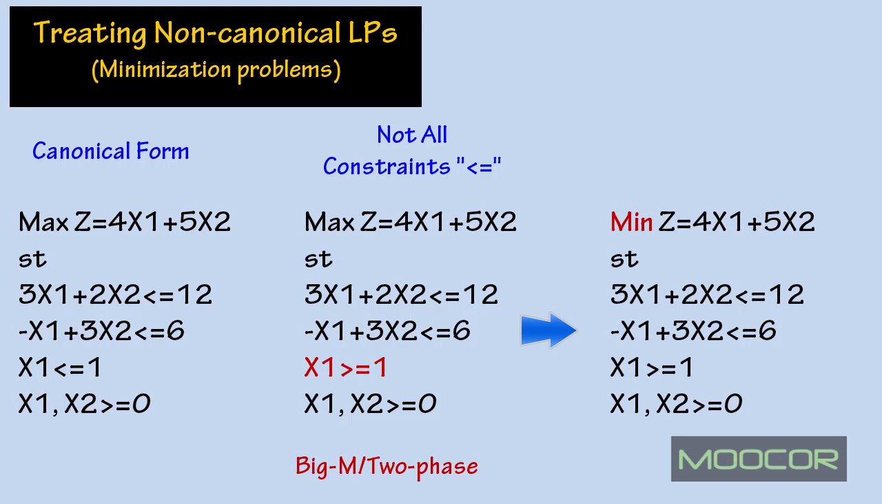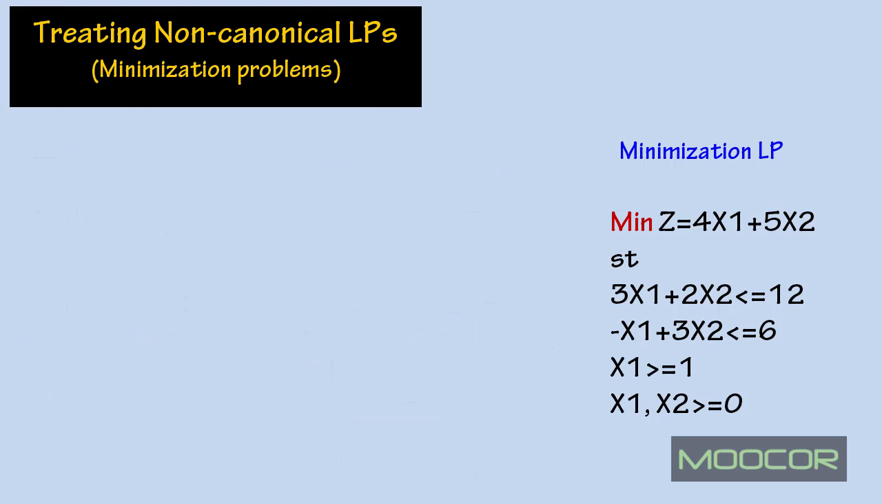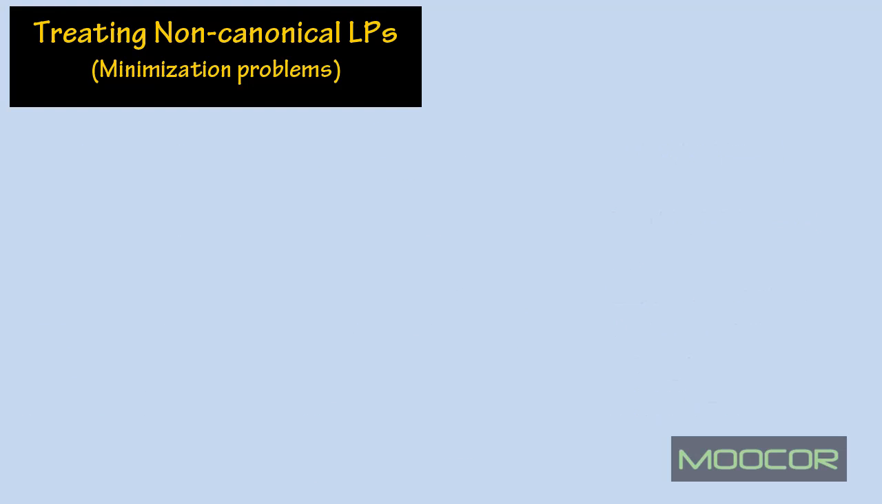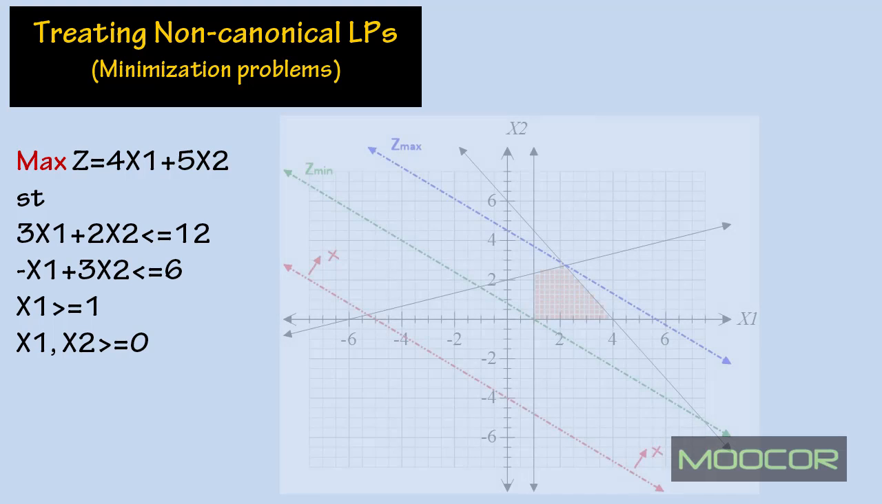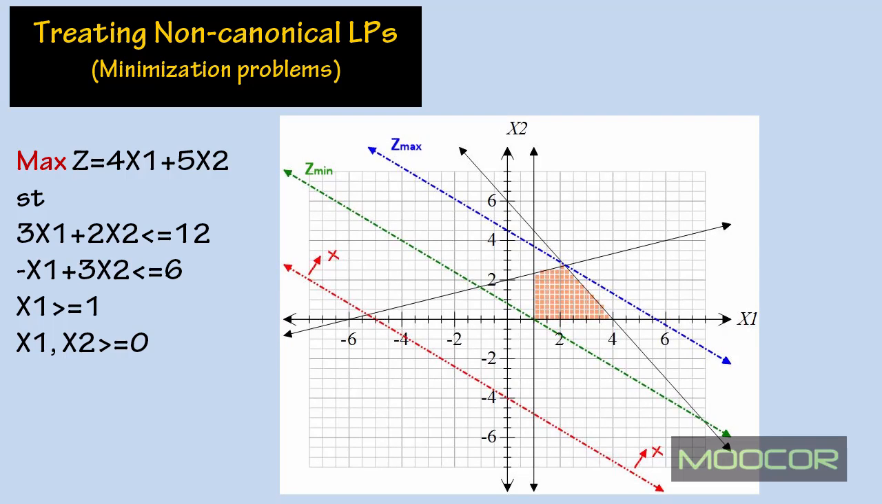What about the objective function? What do we do if the objective function instead of maximization is in the form of a minimization? How do we handle minimization problems? The process is really simple. But before we actually do that, let me take a two-dimensional example and solve it graphically. You notice that the red Z line and the direction of the increase, the Z min and Z max and the optimal points are given as those points.